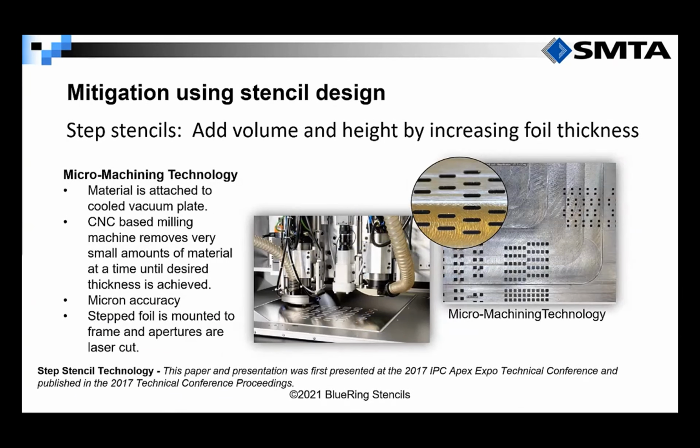The last technology I want to discuss for step stencils is a fairly new technology in North America. This micro machining process is produced by specialized milling machines capable of removing stainless steel very accurately. We can machine step depths with micron accuracies. For example, we could machine a depth of 0.6 mils or 15 microns in a 3 mil foil, creating a foil thickness of 3 mils in some locations and 2.4 mils in others. This technology allows us to machine foils down to 2 mils thick, and we're hoping even thinner as our research continues.